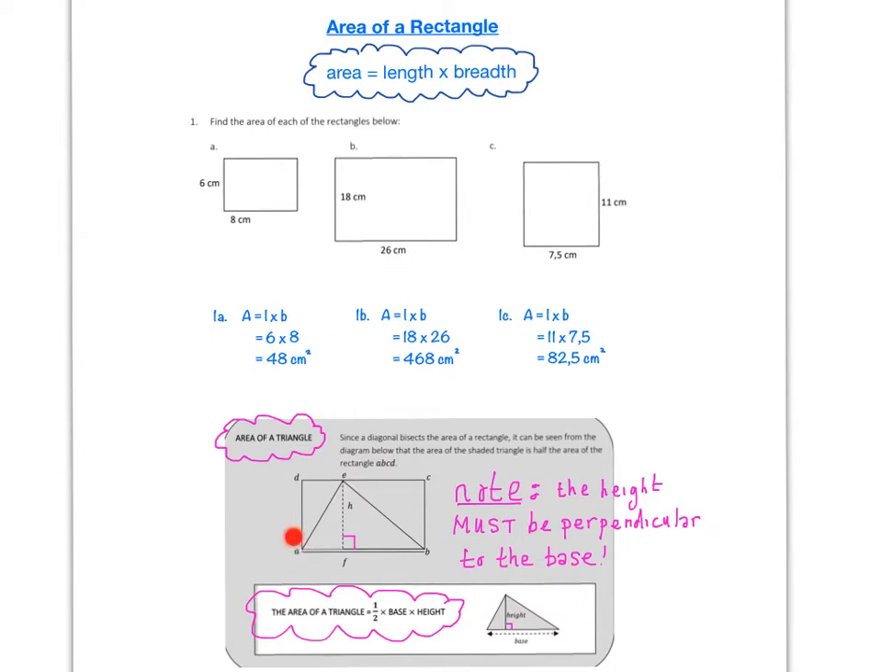So it must have the length of one of the sides of the rectangle, and it must have the same perpendicular height as the rectangle. So we say that the area of a triangle is equal to a half of the base times the height, or otherwise we can say it's the base times the height divided by 2. A half of and divide by 2 gives us the same value.